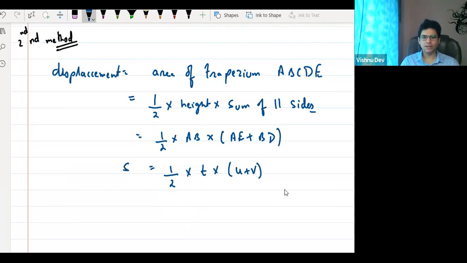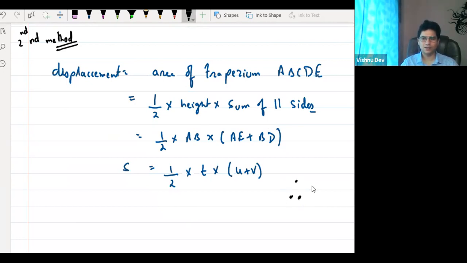नहीं? क्लियर? चलो, now again note, that is a statement: the area under the VT curve is displacement. That is the theory, है ना? That is the basic theory, that the area under the VT curve is your displacement.